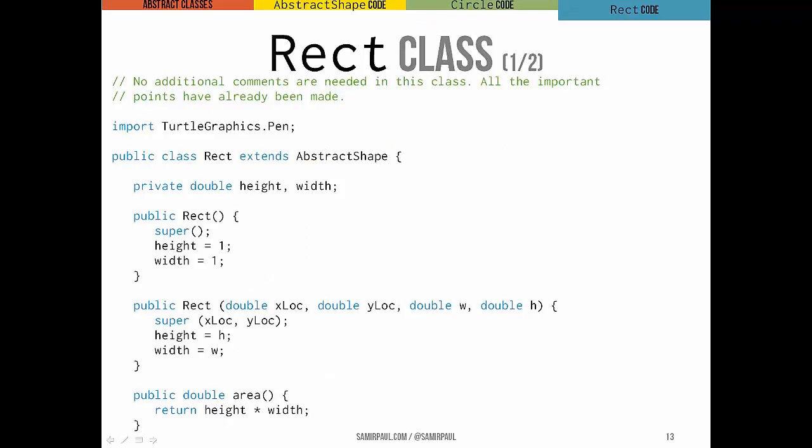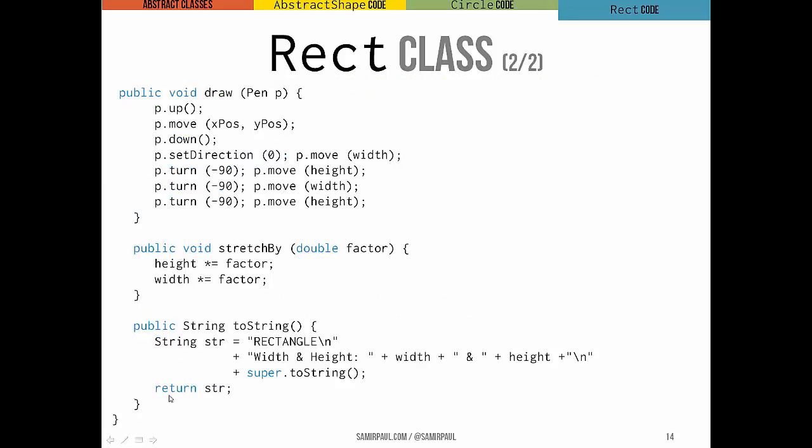Finally, we have our class for rect. We've made all the important points in circle and in wheel, but we can see here it does extend abstract shape. We call super a number of times to refer to abstract shape's constructors. And here you can see in the toString method, we call super.toString to refer to abstract shape's toString method, which we incorporate into the string we're building here. Again, big idea, any methods that were defined as abstract in an abstract class must be implemented in subclasses, and we comply with that with draw and stretchBy in rect and circle.